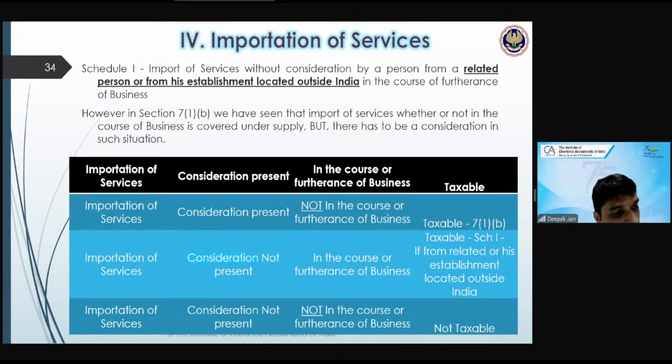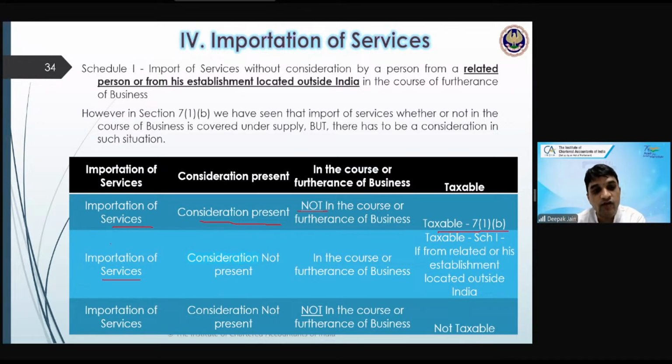Importation of services, the point is very clear: when I do importation of services and there is a consideration present, and it is in the course or furtherance of business, it is taxable. Even if it is not in the course or furtherance of business, it is still taxable, because Section 7(1)(b) says that when you are importing something with a consideration, even if it is not in the course of business, it is still liable.